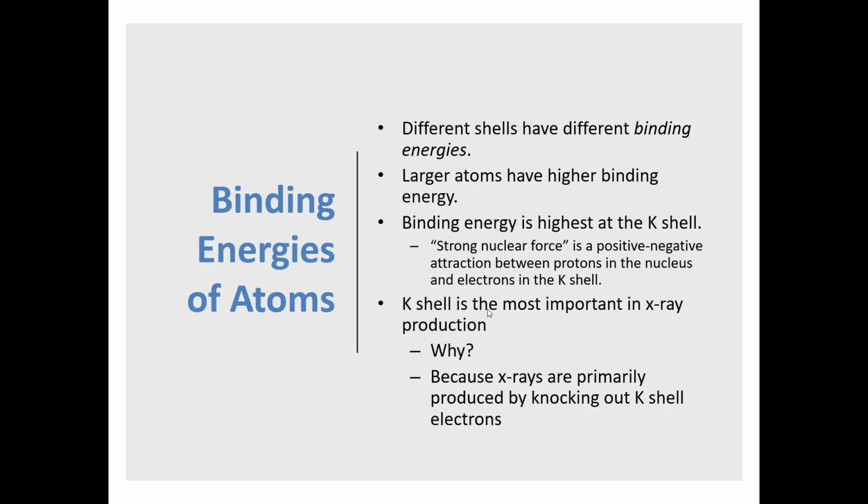And so the K shell is the most important in X-ray production. Why is that? A lot of the times, the main way we're going to make X-rays actually doesn't include this, but X-rays are produced by knocking out K shell electrons in a pretty complex way. We'll talk about that in Chapter 5 in detail, so I'm not going to bring it up quite yet.